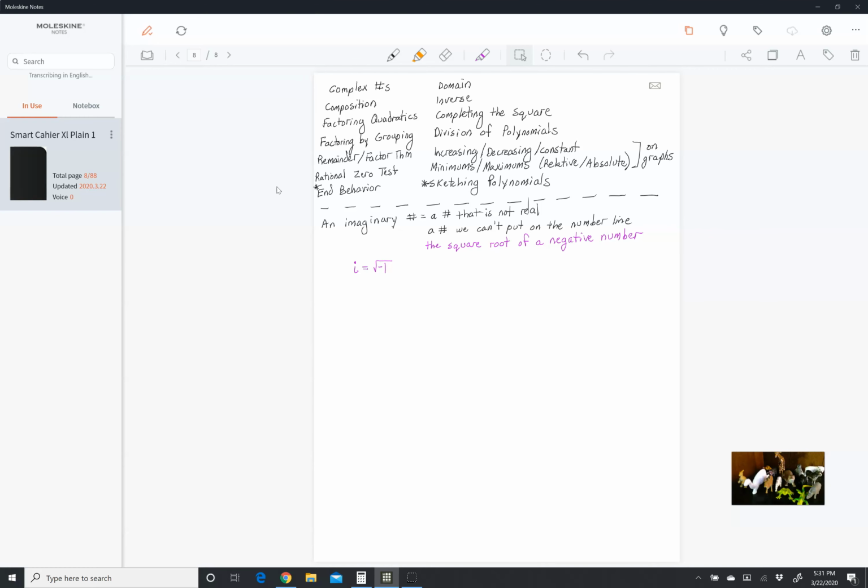I think I might have said i is not any negative number. I meant i is not any imaginary number. i is the square root of -1. And any imaginary number can be expressed in terms of i. So 2i, 3i, 4i, these are all imaginary numbers. And i squared is -1. So i squared is a real number.